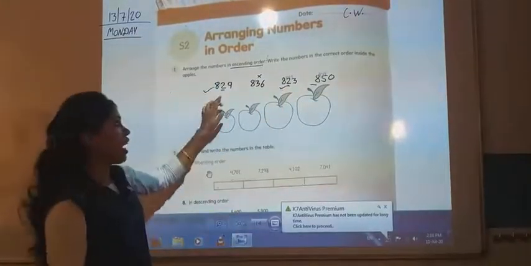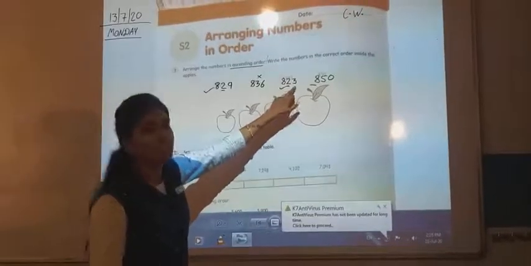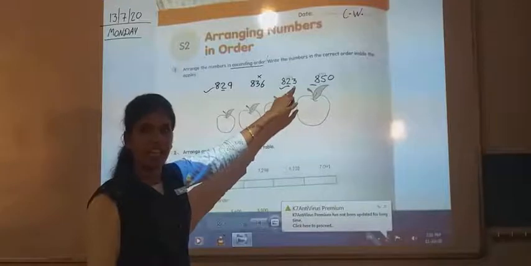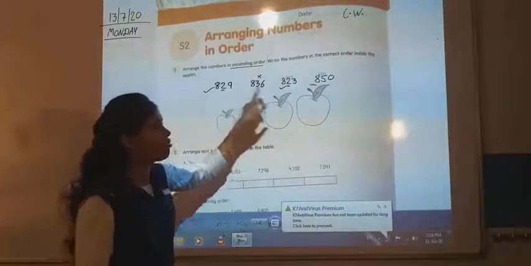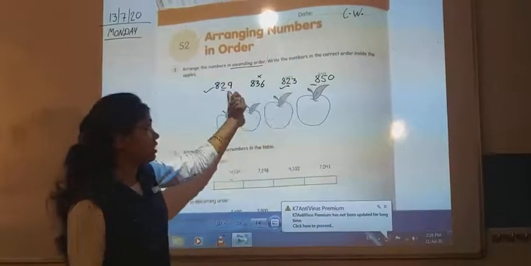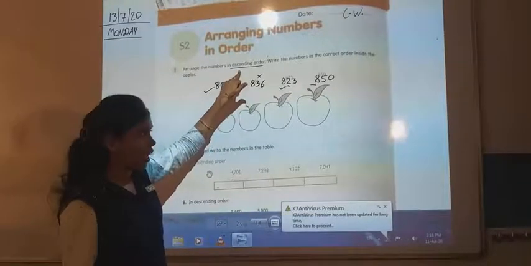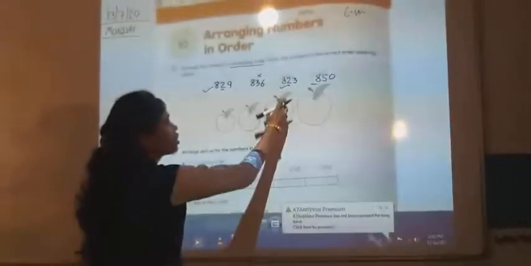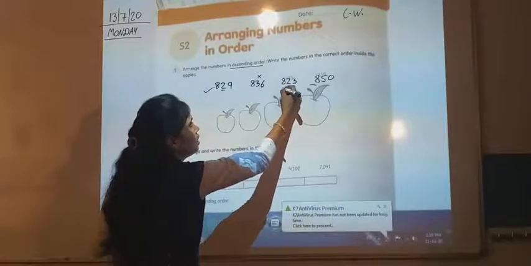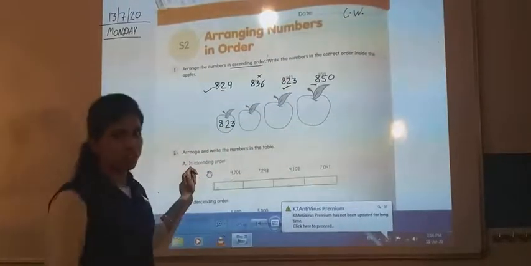Now we have 9 in the ones place here, and we have 3 here. So students, we can easily identify whether 9 or 3 is greater. Yes, 9 is greater, and we are writing in ascending order, that means we will write the smallest number first, and 3 is the smaller number. So the smallest number is 823. Students, do with me.